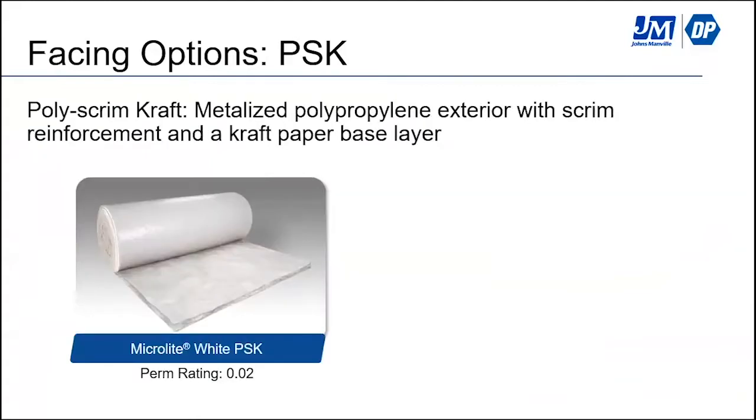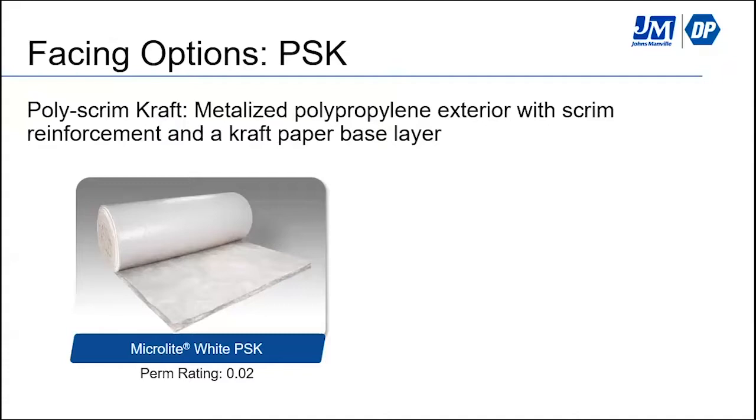Another type of facing option that we have, we offer a white PSK facing, which is a poly scrim kraft, or a metallized polypropylene that is laminated together into that same composite with our scrim reinforcement and a base layer of kraft paper there. That's then in turn glued onto the fiberglass during the production of our duct wrap.